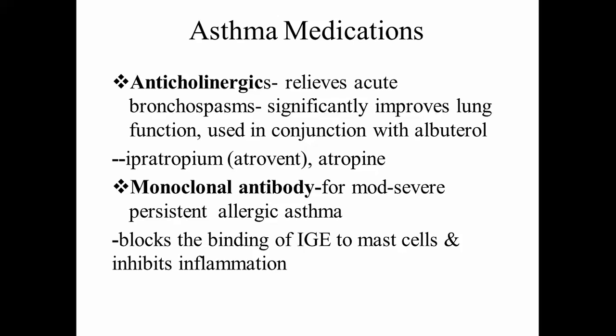Then we have anticholinergics. Usually when a child has acute asthma symptoms and they're in the hospital, they will usually get anticholinergics. It relieves acute bronchospasms, and it significantly improves lung function. And anticholinergics are used in conjunction with albuterol.